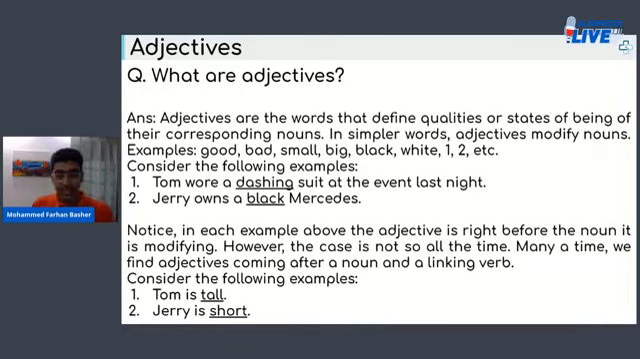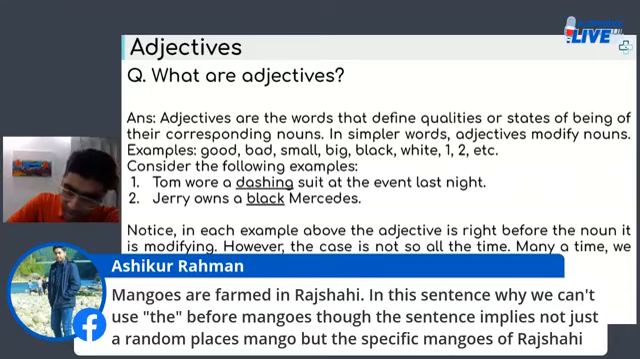Okay, we have a question here by Ashik Rahman. He says, mangoes are farmed in Rajshahi. In this sentence, why can't we use the before mangoes? The sentence implies not just a random place's mango, but the specific mangoes of Rajshahi.